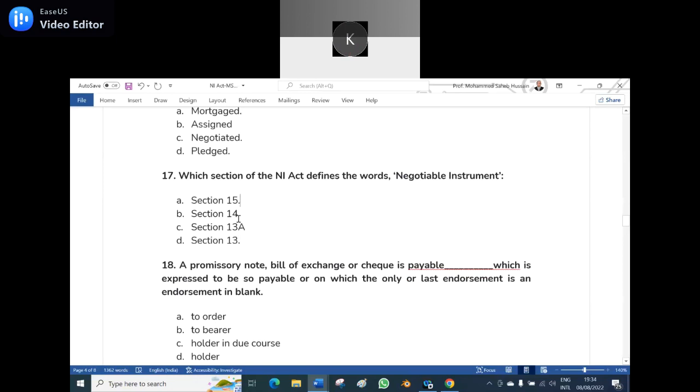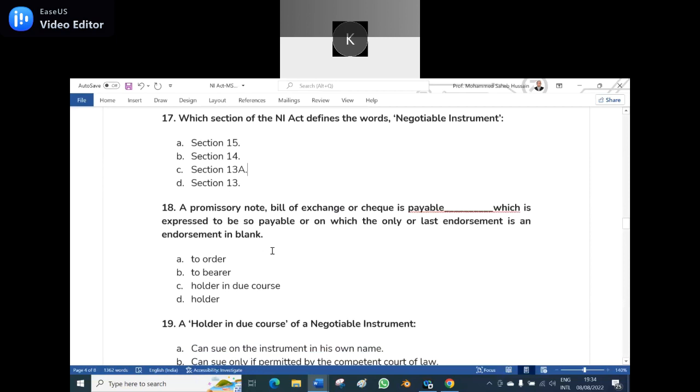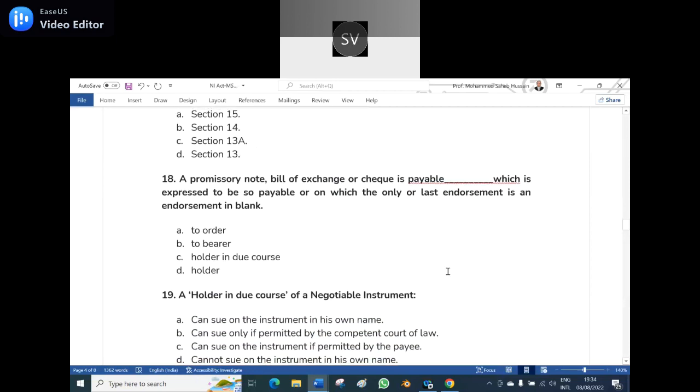18th question. A promissory note, bill of exchange or check is payable dash, which is expressed to be so payable or on which the only or last endorsement is an endorsement in blank. Option A, to order. Option B, to bearer. Option C, holder in due course. Option D, holder. Option B. I think it's option A. It's subject to doubt. I'll just check and I'll let you know.